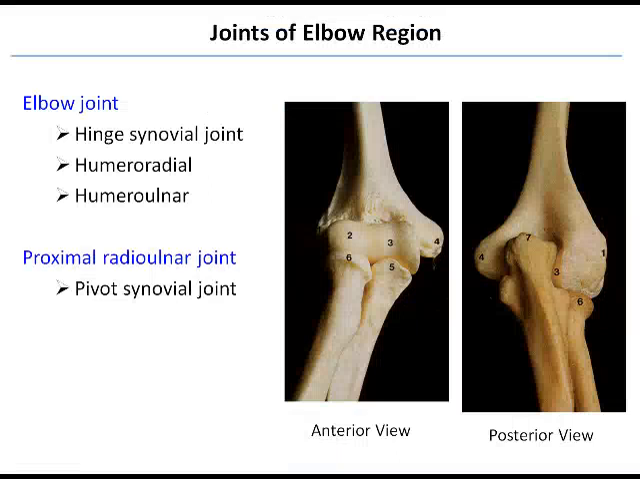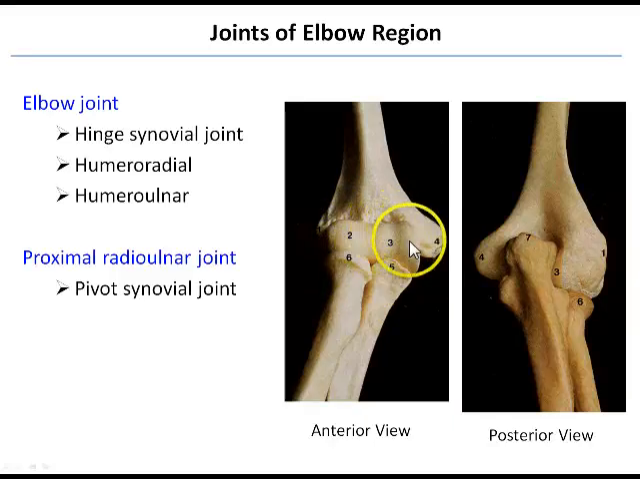Let's now look at the structure of the elbow joint. The elbow is an example of a synovial hinge joint. It consists of 3 bones articulating. Here we have the distal end of the humerus and the proximal ends of the radius and ulna. Recall that it's the capitulum of the humerus articulating with the head of the radius.